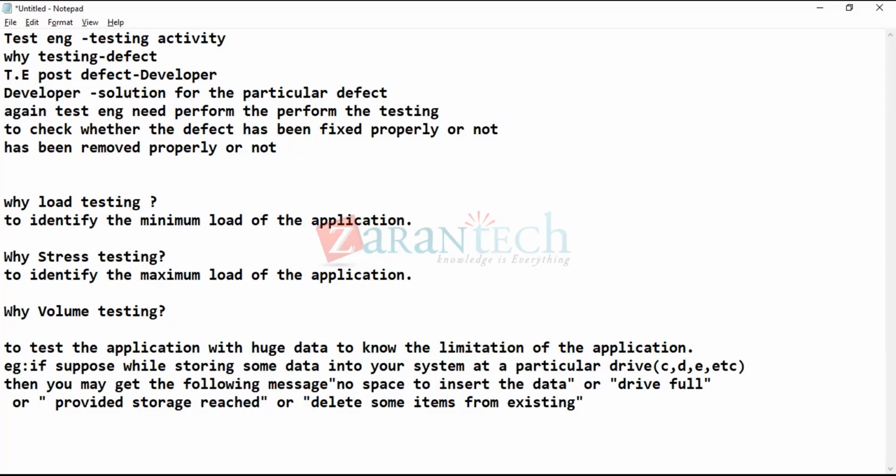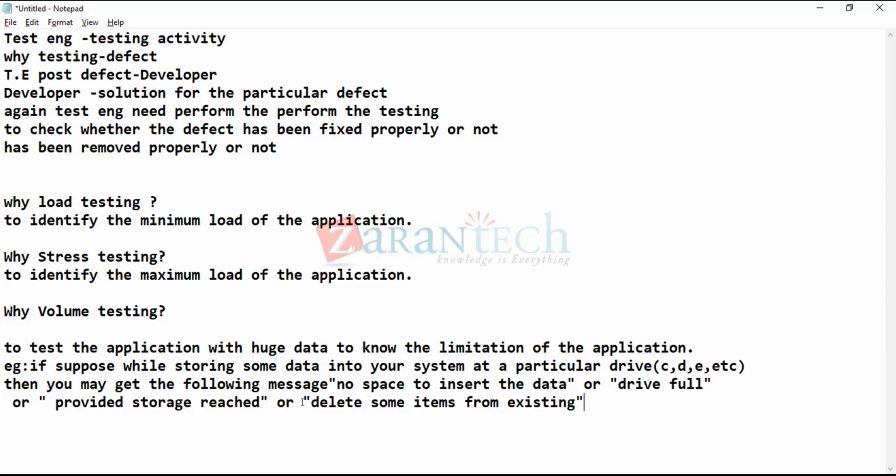How is it possible? Because we have tested before releasing that into the market. We have tested with huge data, and then we are checking for these messages. Are we getting these messages or not? If we are getting, then the client will get the same, right?